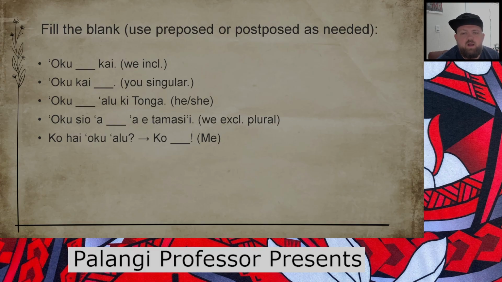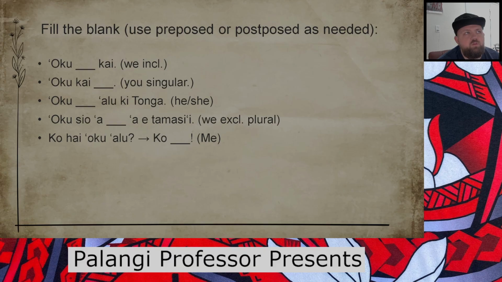Oku sio a blank ai tamasi'i, we exclusive plural, so not including the person that we're talking to. And then ko hai oku alu, and then ko blank, and then this is me in a clause without a verb, so it's postposed. So go ahead and I'm going to give it 10 seconds. If you want to pause the video, go ahead and do that, and I'll pull up the answers here in a second.